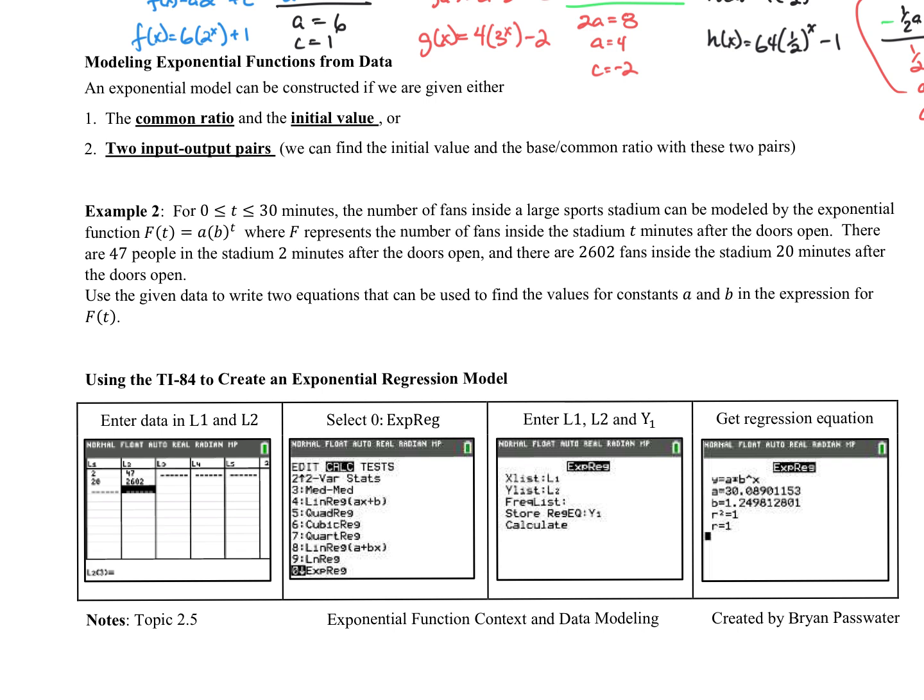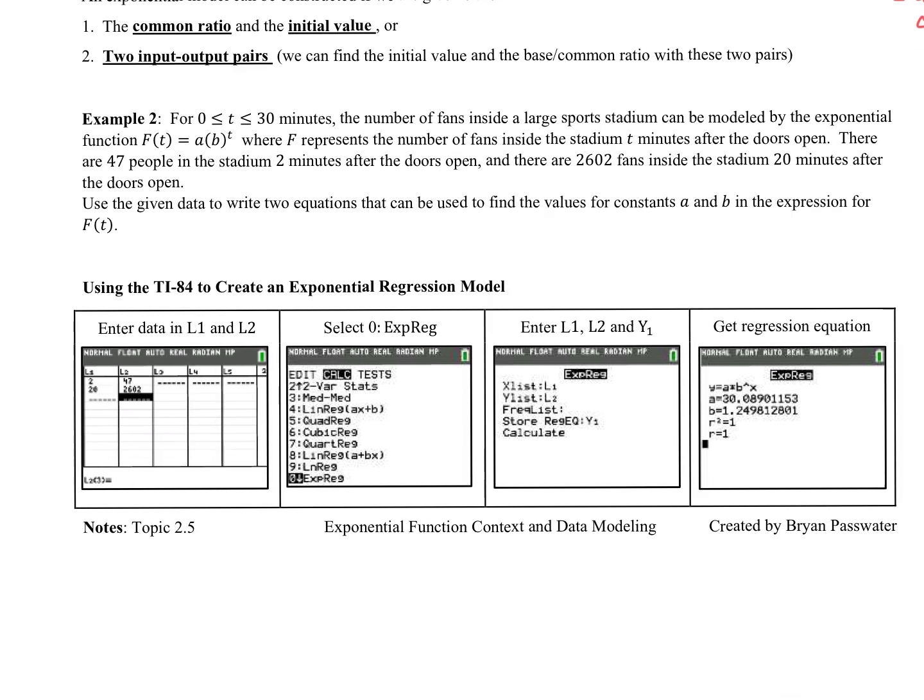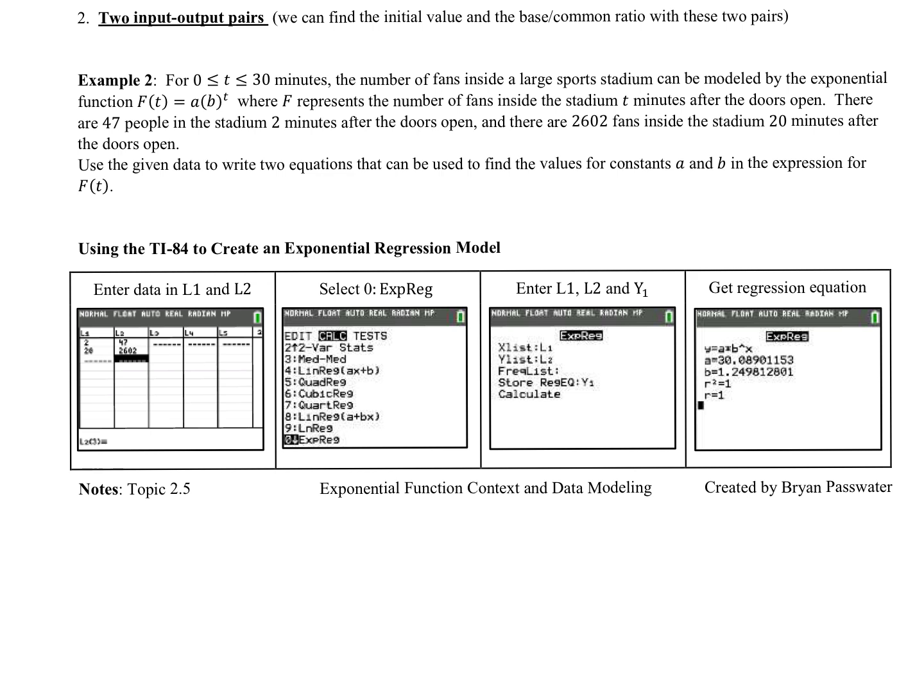Example 2, for t being in between 0 and 30 minutes, the number of fans inside a large sports stadium can be modeled by the exponential function f of t equals a times b to the power of t, where f represents the number of fans inside the stadium t minutes after the doors open. There are 47 people in the stadium 2 minutes after the doors open, and there are 2,602 fans inside the stadium 20 minutes after the doors open. Use the given data to write two equations that can be used to find the values for constants A and B in the expression for f of t.